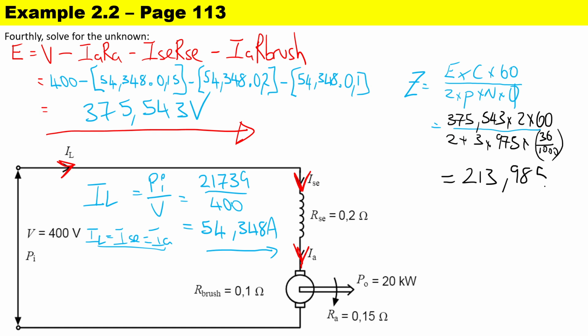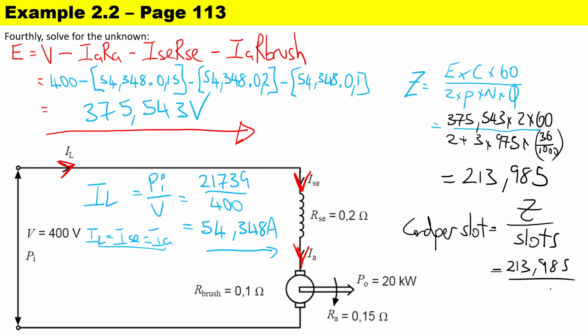And the final answer there for the total number of armature conductors is 213.985. Now that we've got Z, we can actually calculate the conductors per slot. To do that, we'll say Z divided by the number of slots. We just substitute everything in here. The slots was 36, and therefore the number of conductors per slot would be 5.9484.